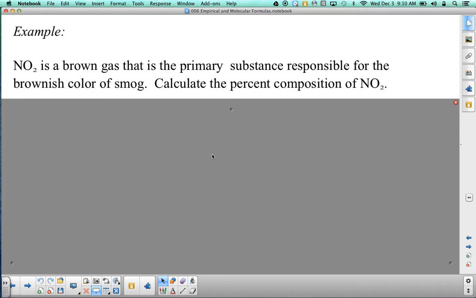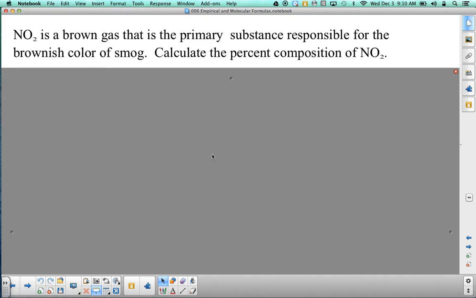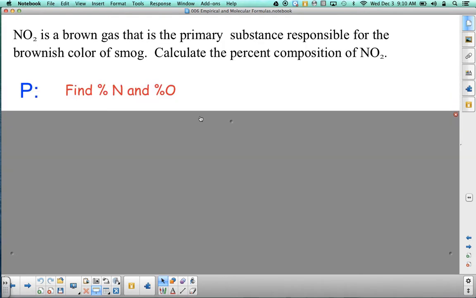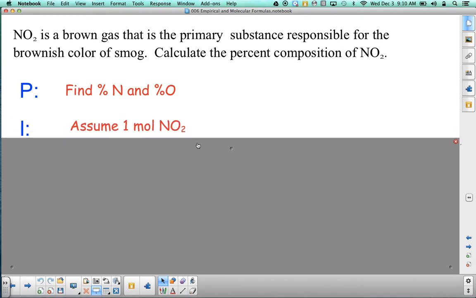Let's look at an example. NO2 is a brown gas that is the primary substance responsible for the brownish color of smog. Let's calculate the percent composition of NO2. This problem is asking us to find out what percent of the mass of NO2 is nitrogen and what percent is oxygen. Unlike finding the percent composition of your Lego structure, you do not know the mass of your sample of NO2. Luckily, percent is the same regardless of the size of the sample. The easiest sample size to use here is 1 mole of NO2.